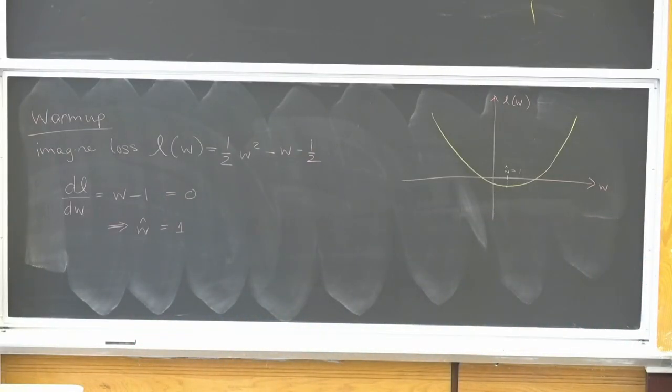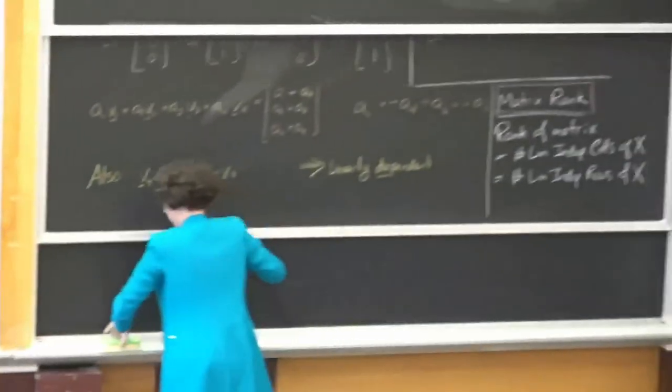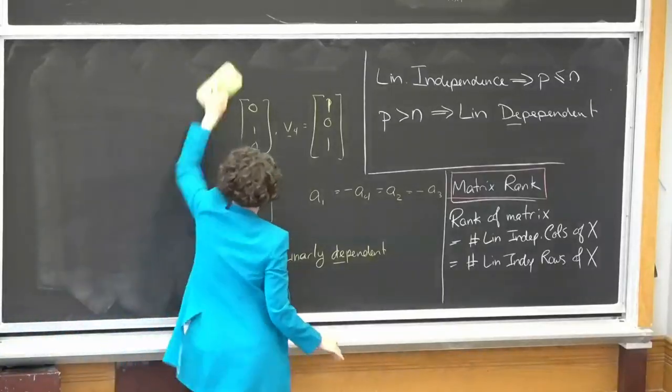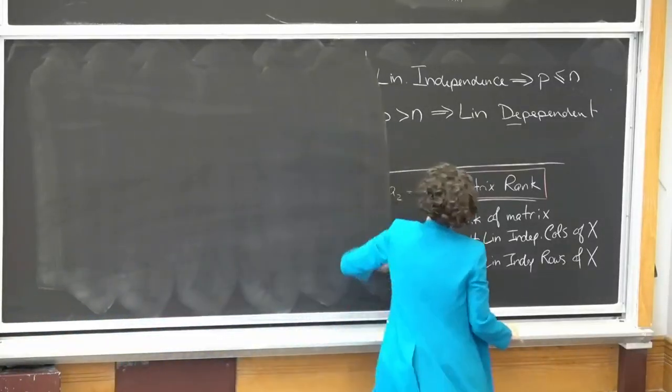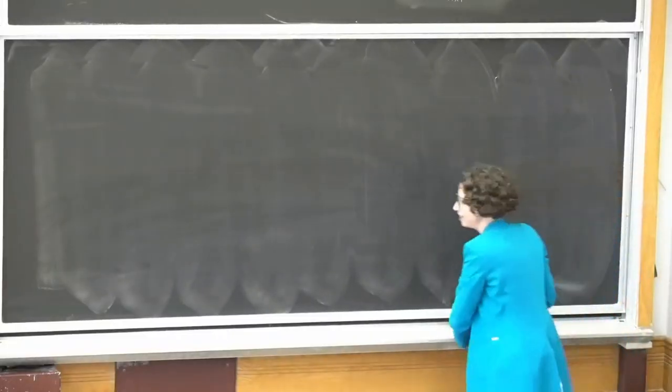So the first notion that we need to introduce here is a gradient. And this is just analogous to a derivative, but for vectors.